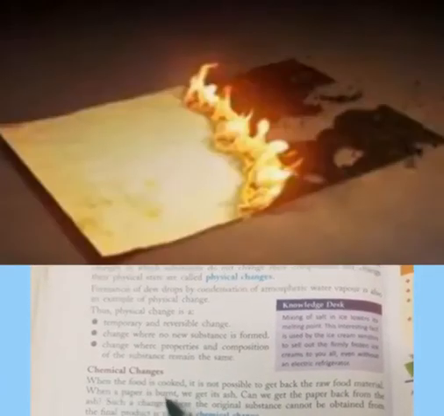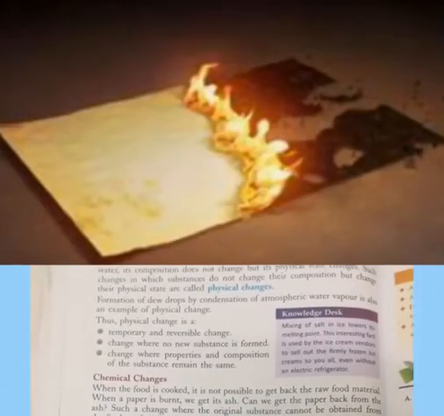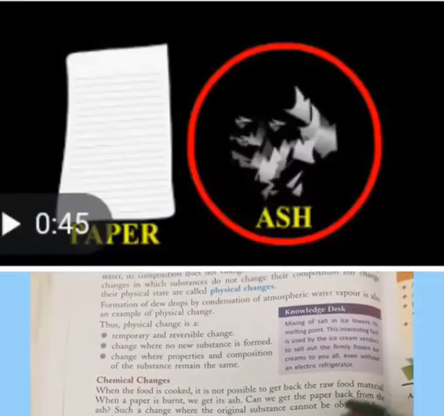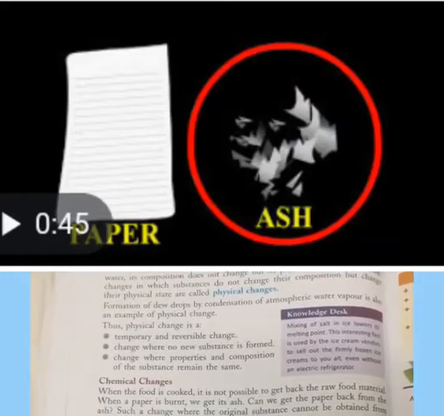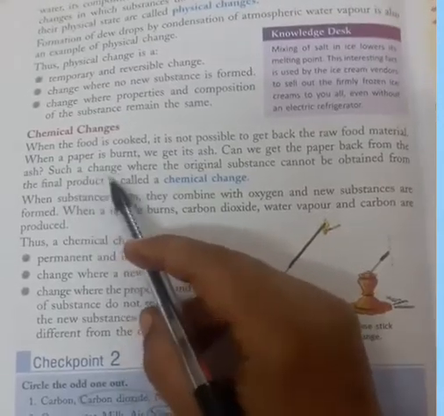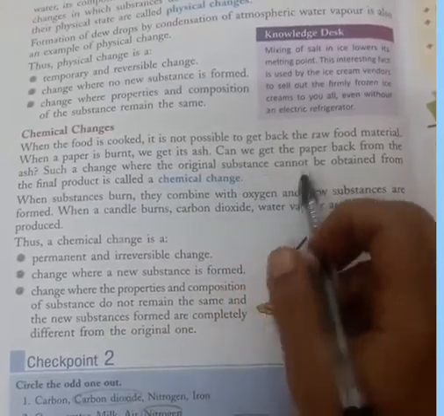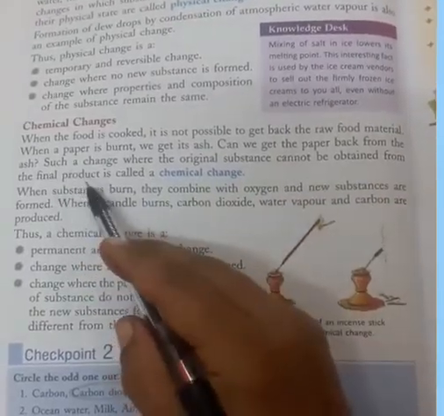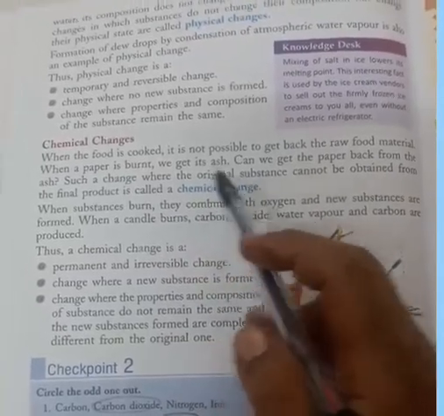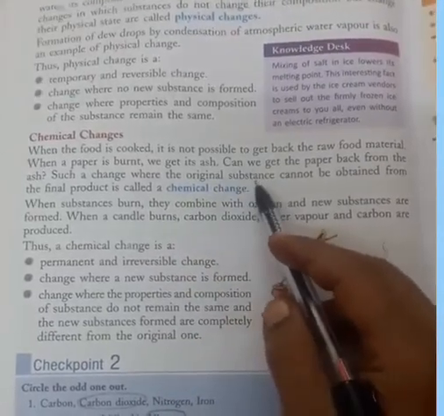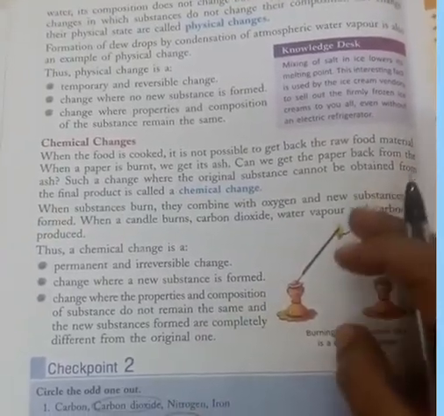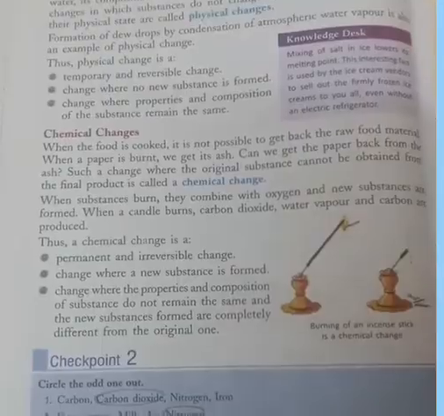Similarly, when a paper is burnt, we get its ash. If we burn a piece of paper, we get ash. हमने पेपर को जलाया तो क्या मिली, उसमें से राख निकलती है and we cannot get back the paper again. So, such a change where the original substance cannot be obtained from the final product is called a chemical change. So, in the chemical change, we cannot get back the original substance and a new substance is formed which has completely different properties from the original substance.